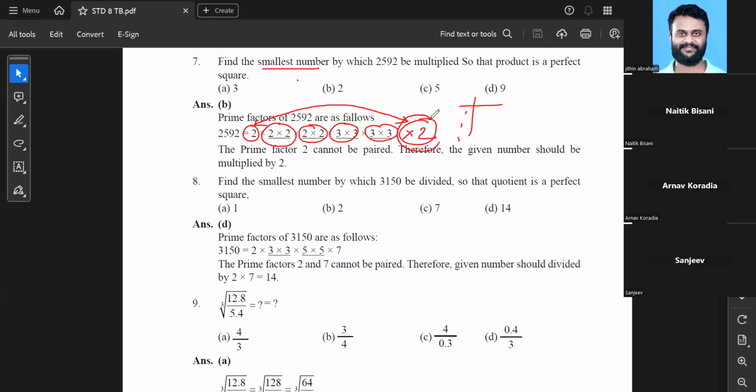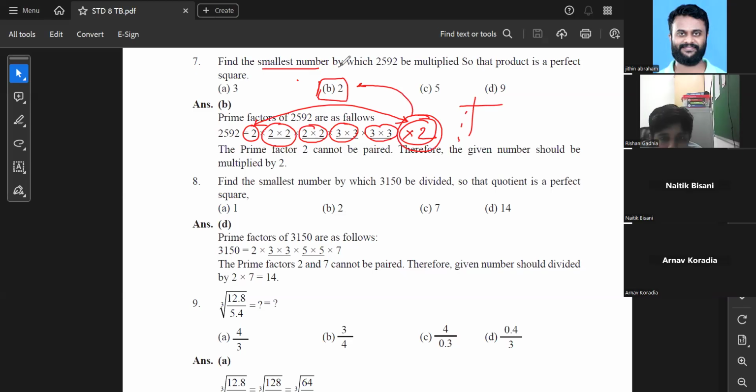The answer is you multiply an extra 2 over here, then it becomes a perfect square. Therefore, your answer is option B. Am I clear?